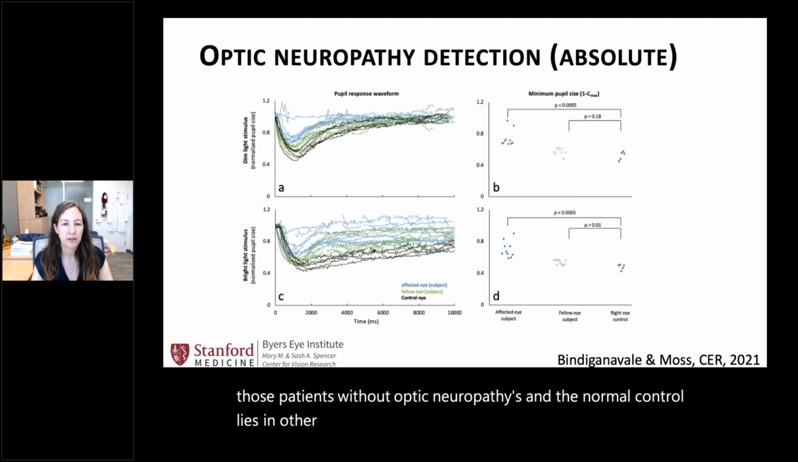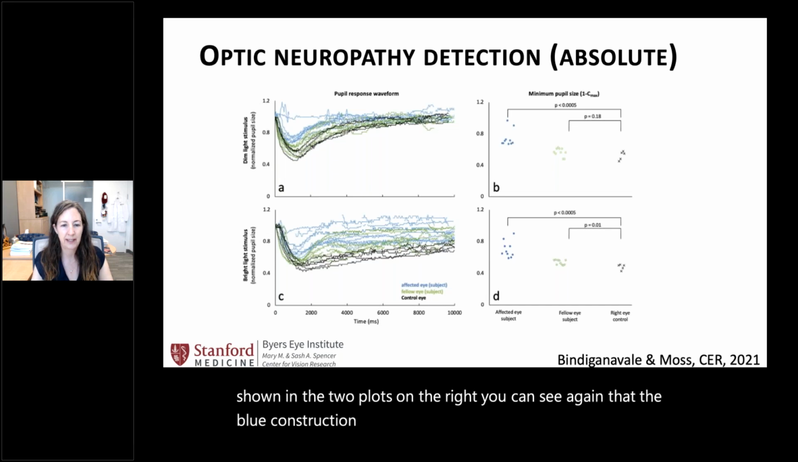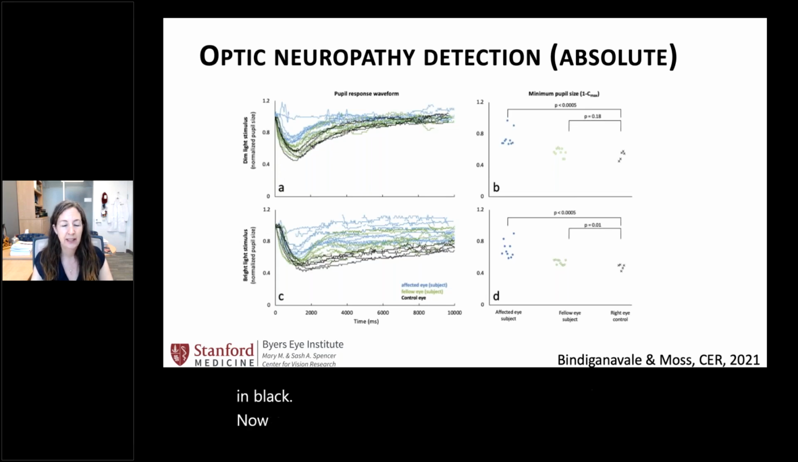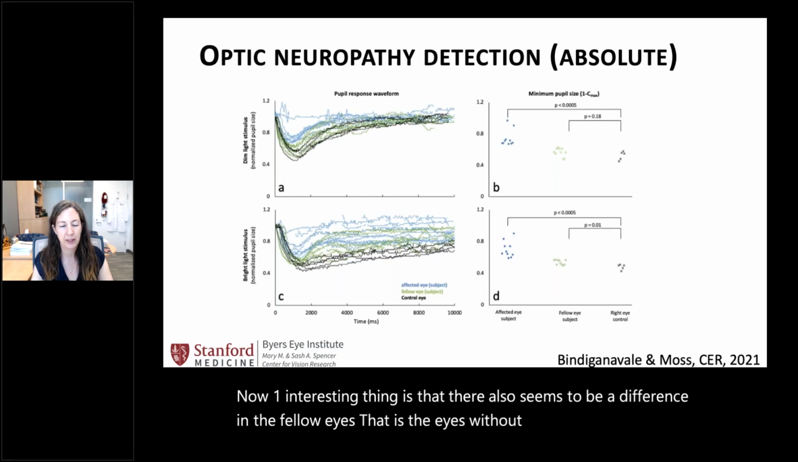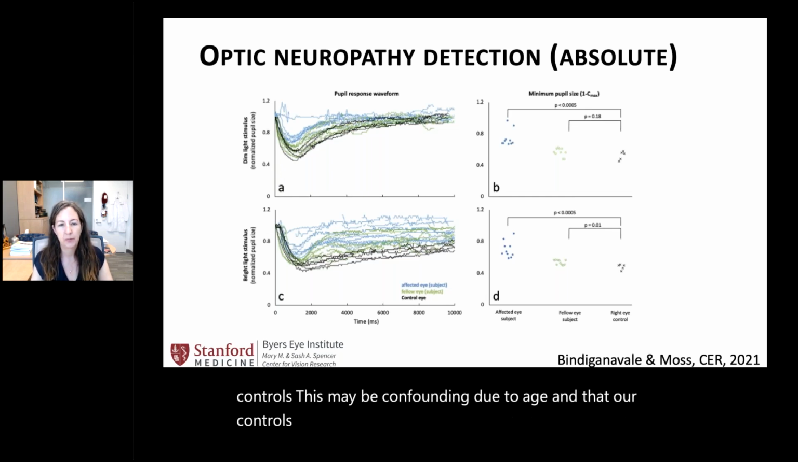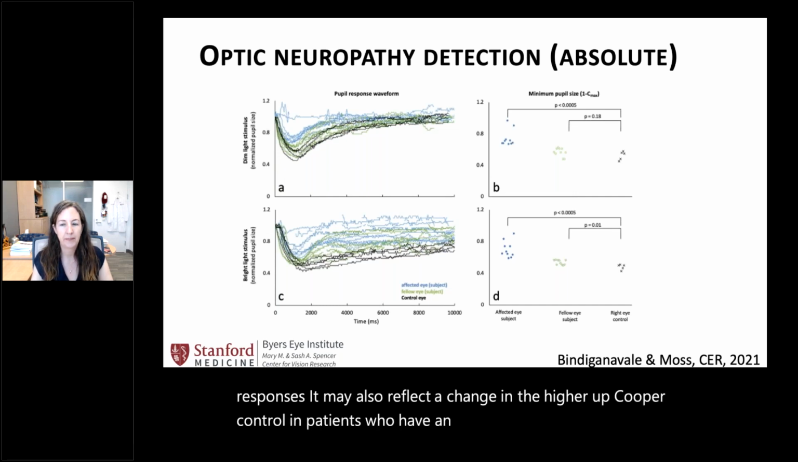And when we pull out those constrictions, as shown in the two plots on the right, you can see again that the blue constriction is less in the affected eyes than in the fellow eyes shown in green, as well as in the control eyes shown in black. Now, one interesting thing is that there also seems to be a difference in the fellow eyes, that is the eyes without optic neuropathy, in the patients with the other eye having an optic neuropathy, compared to the controls. This may be confounded by age, as our controls were younger, which tend to have better pupil responses. It may also reflect a change in the higher up pupil control in patients who have an optic neuropathy in one eye.